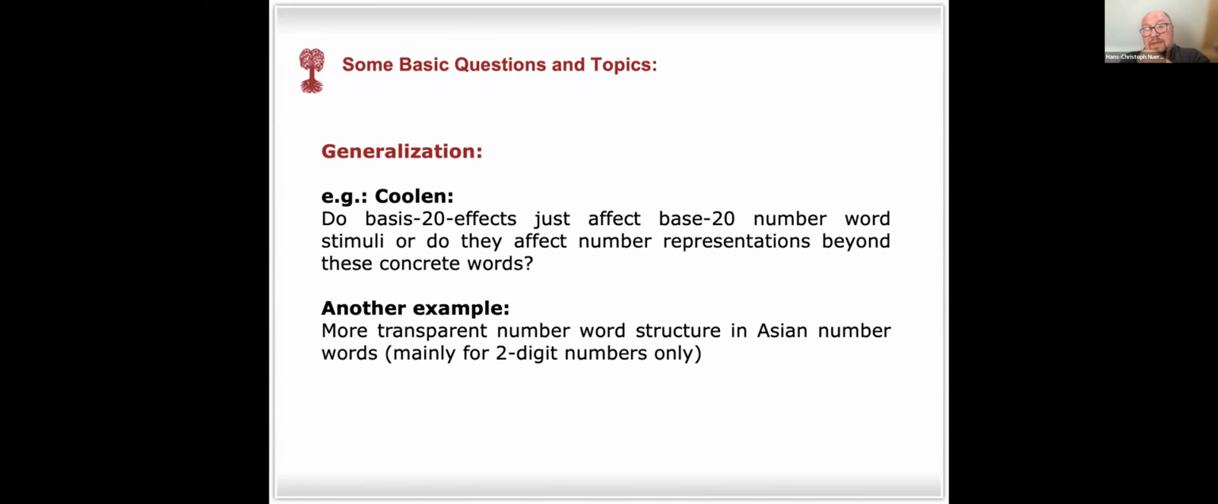For instance, if you look at the transparency of the number word structure in Asian numerals, this is mainly for 2-digit numbers. For instance, 300, 4,000 is very transparent in most Western languages as well. Nevertheless, maybe the more transparent number word structure helps children learn the place value structure with more ease in the beginning, and might generalize to a better place value understanding in general.